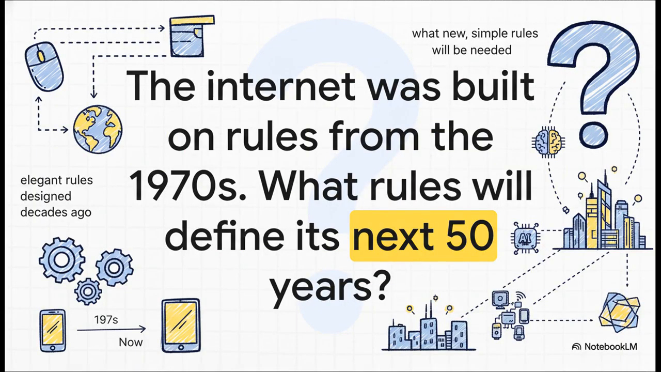So there you have it. From a simple click to a global journey and all the way back again. All of it orchestrated by a few elegant rules dreamed up in the 1970s. It really makes you think, doesn't it? As we're moving into this new era of AI and billions more connected devices, what are the simple, powerful rules that are going to define the internet for the next 50 years?